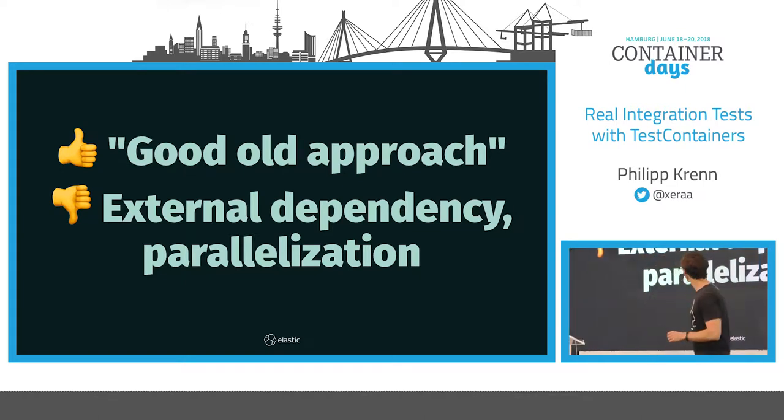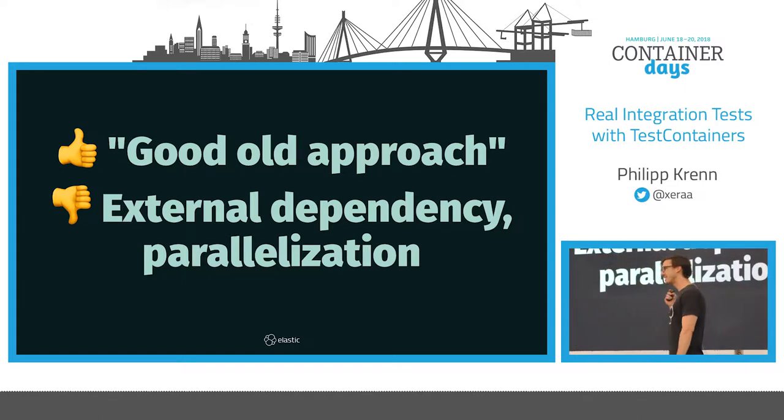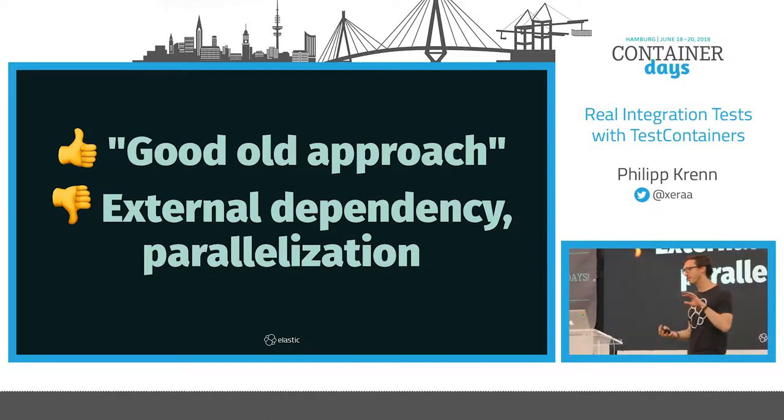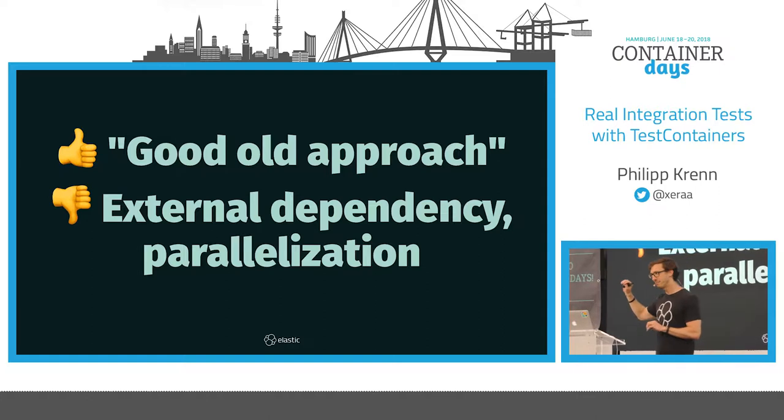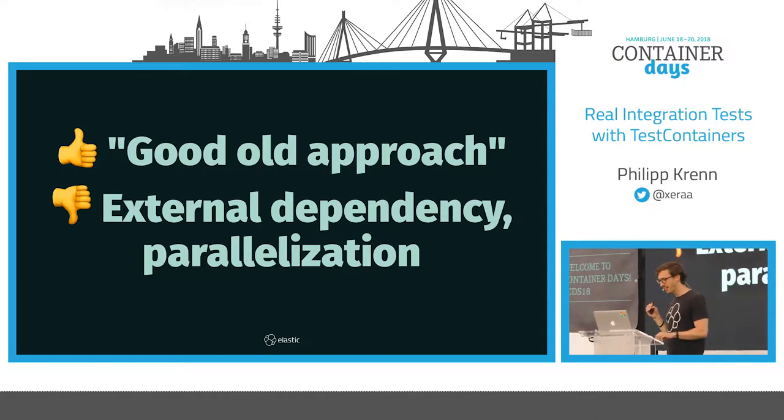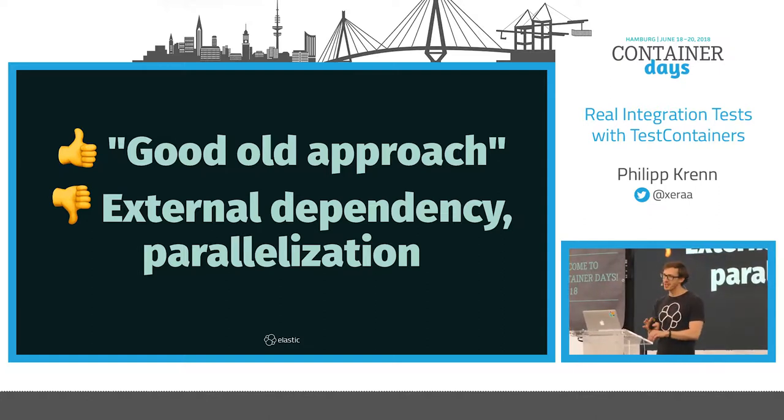The main downside is that if you have external dependencies and they are down, suddenly all your unit tests will break. And if you run tests in parallel, you probably overwrite the results from each other. Who has had that, that the tests were writing concurrently? Because I've seen that a lot. You can do stuff like use a randomized database name or a randomized index name to avoid that, but it's kind of best effort. Maybe it works, maybe it doesn't work.